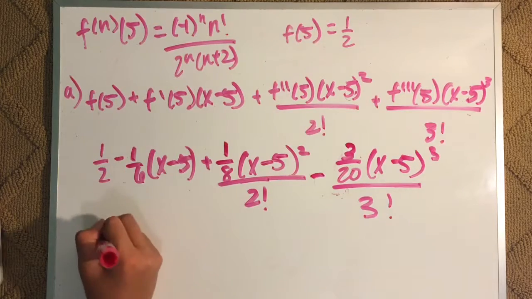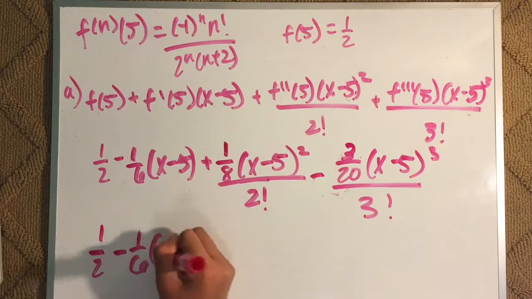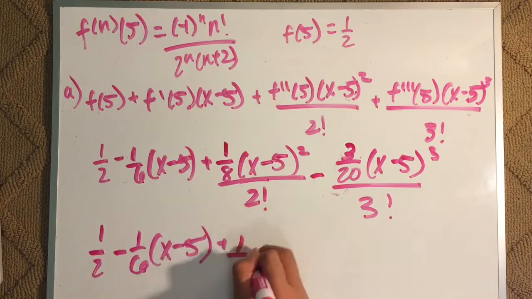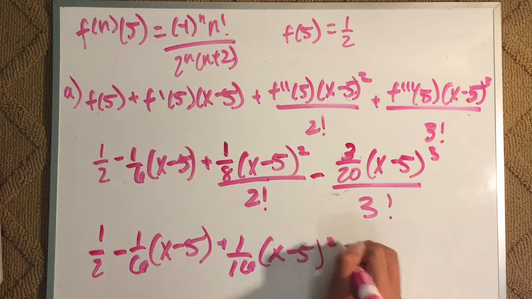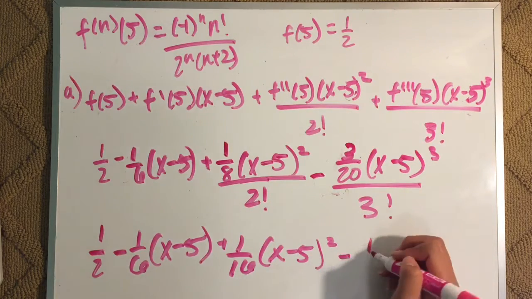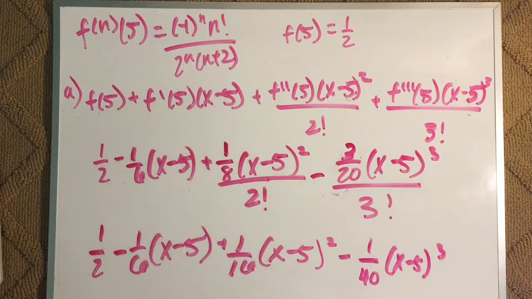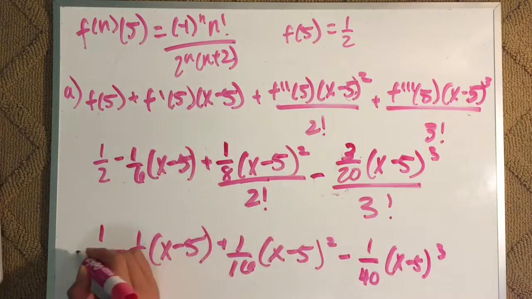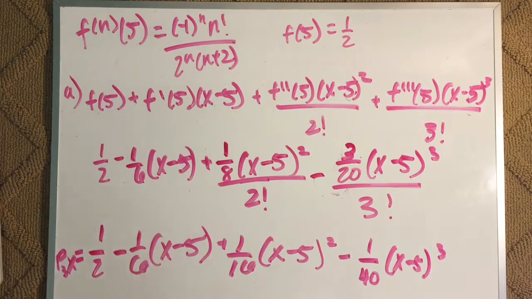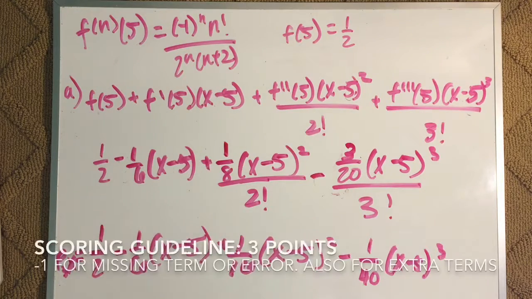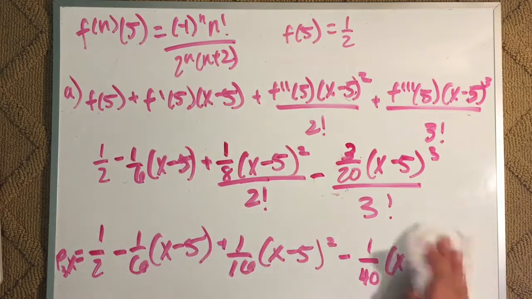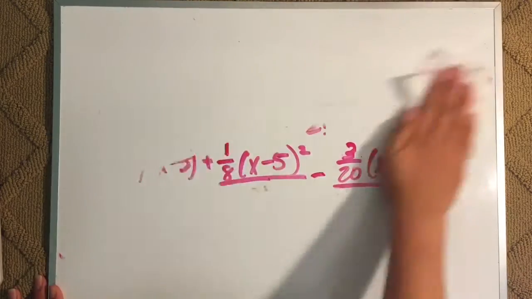That's what I did. So I have 1/2 minus 1/6 times (x minus 5) plus 1 over 16 times (x minus 5) squared minus 1 over 40 times (x minus 5) to the power of 3. And that's our Taylor polynomial for the third degree. You can get up to 3 points for this problem, and you get -1 for each error or missing term, or for improper use of extra terms, or equality, or using the wrong sign.